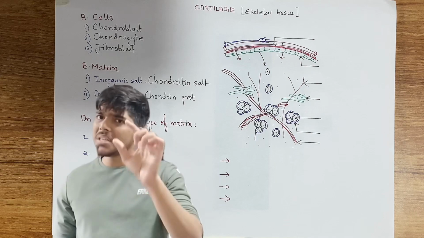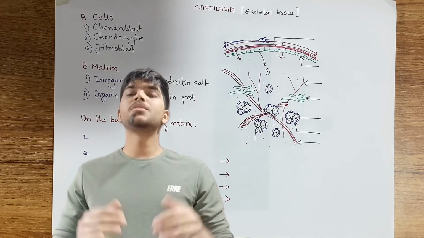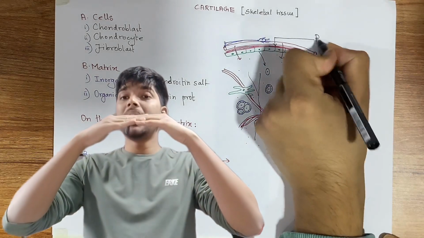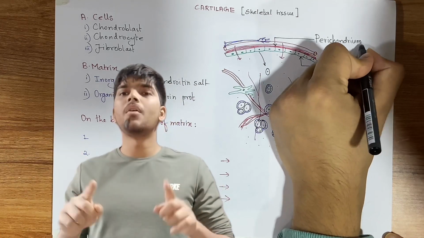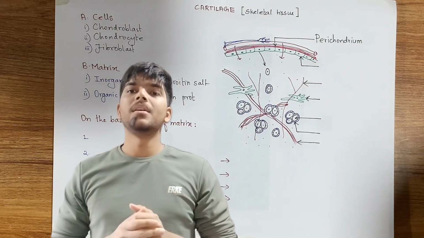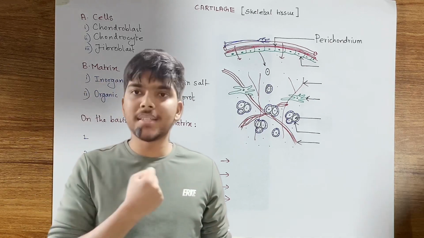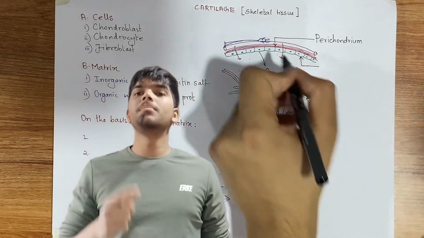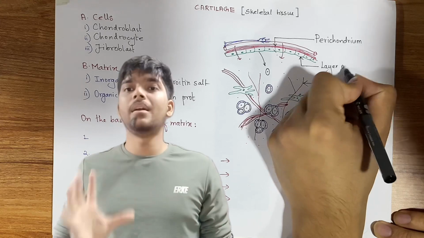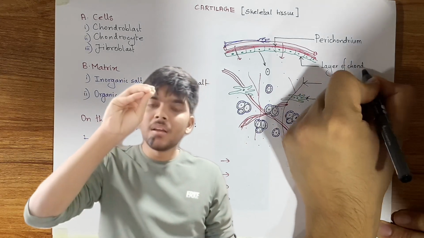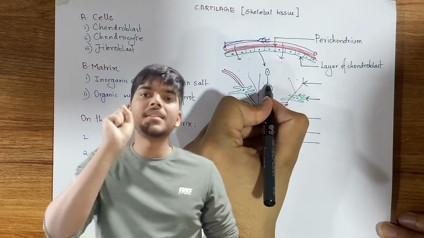Now, let's look at a piece of cartilage under a microscope. It looks something like this. So there's your outermost covering, which is perichondrium, where peri means periphery and chondrium refers to cartilage. So it's found around or periphery of the cartilage. It is obviously made up of white fibrous connective tissue because it provides the function of protection. Right below perichondrium, there is a layer of chondroblast cells that give rise to chondrocyte. So the chondroblast cells secrete matrix around themselves and form chondrocyte cells.